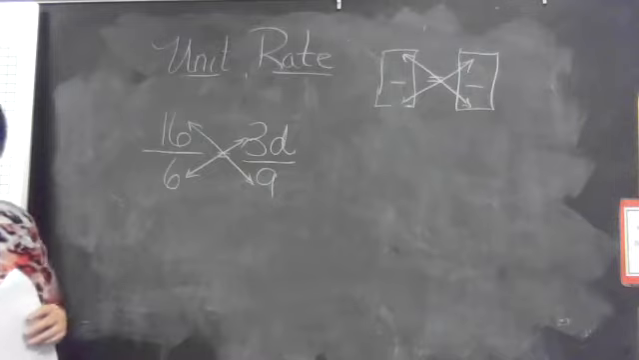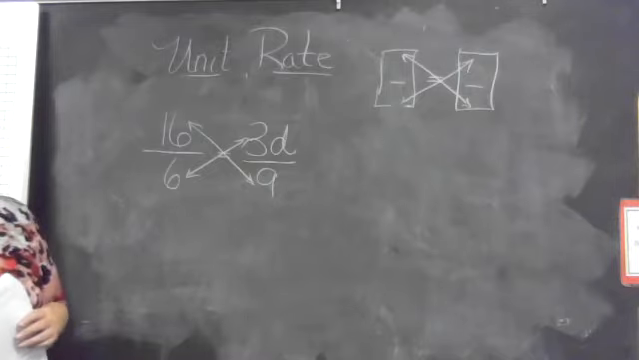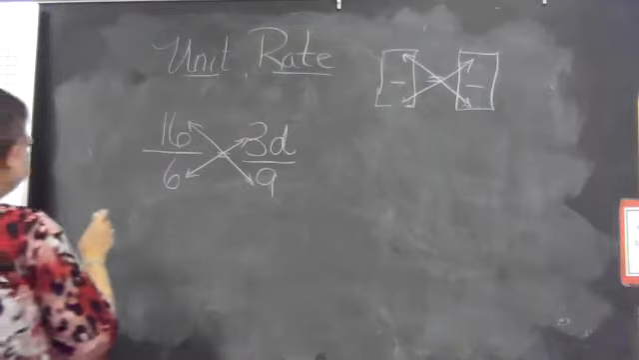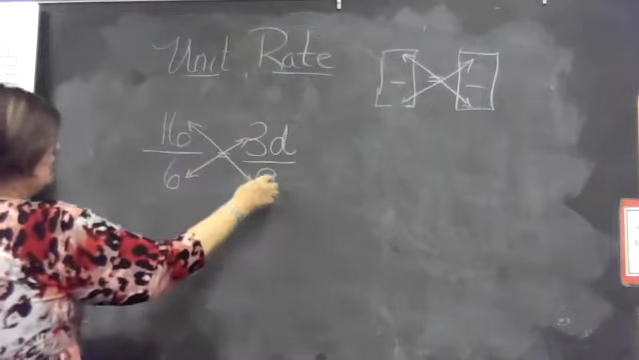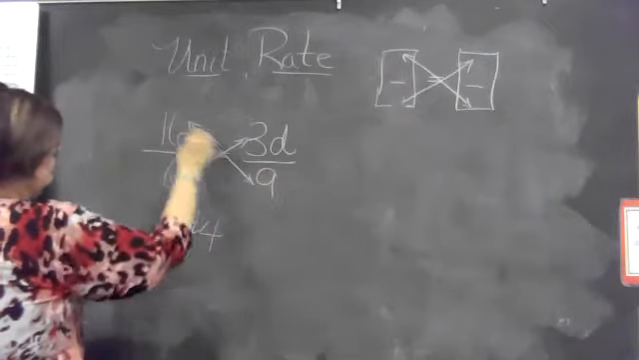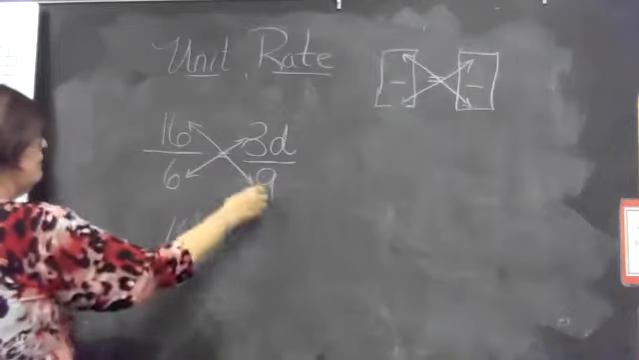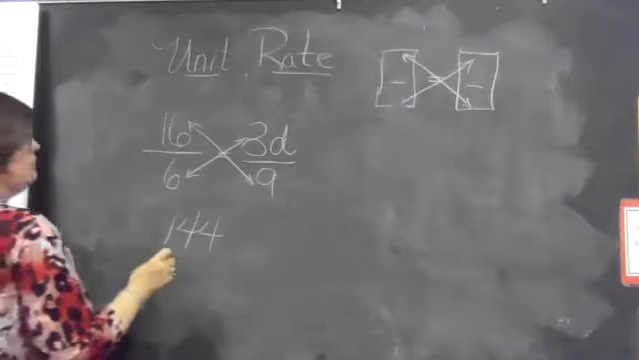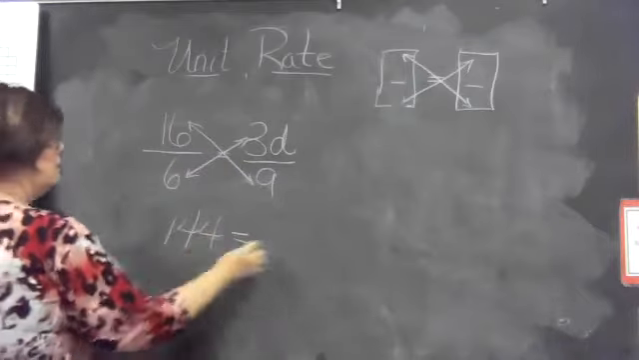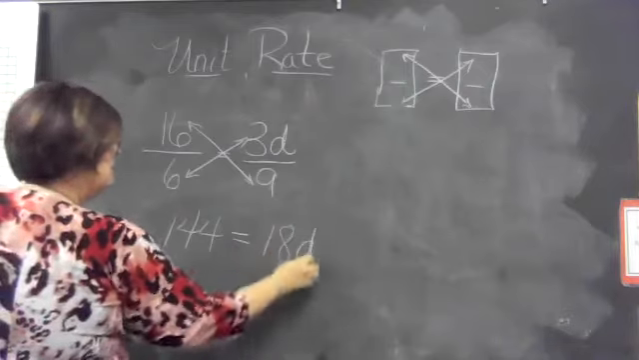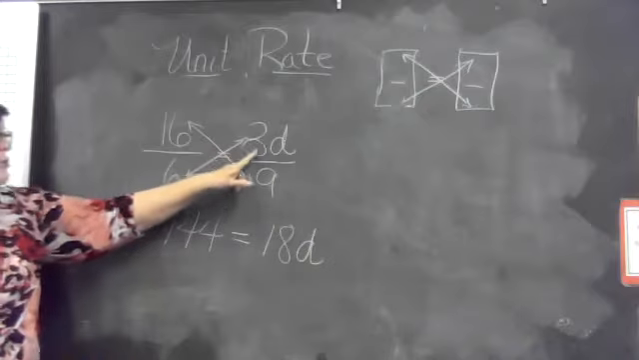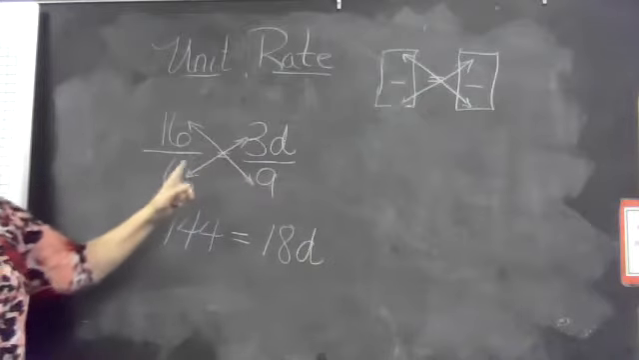I think this will become more clear when we start to do the word problems, like going to the grocery store. So here we go. 16 times 9. I always do top left to right bottom, I guess. It doesn't matter which way you go. Equals the other way, 18D. Is this what bothered you? Yeah. So it's 3D times 6, so 18 Ds.